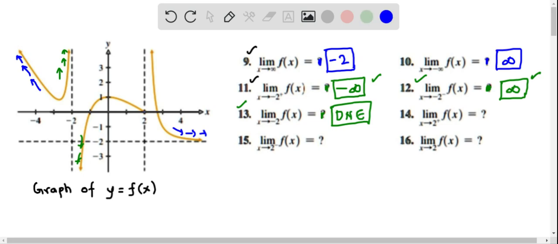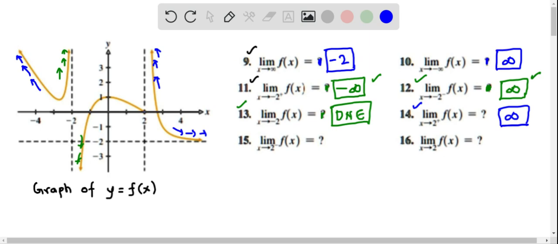Now let's answer question 14. Here we determine the limit of f of x when x approaches 2 plus, that is when x approaches 2 from the right side. So this is when x approaches 2 from the right side. So f of x approaches infinity here. So we say that this limit equals infinity.